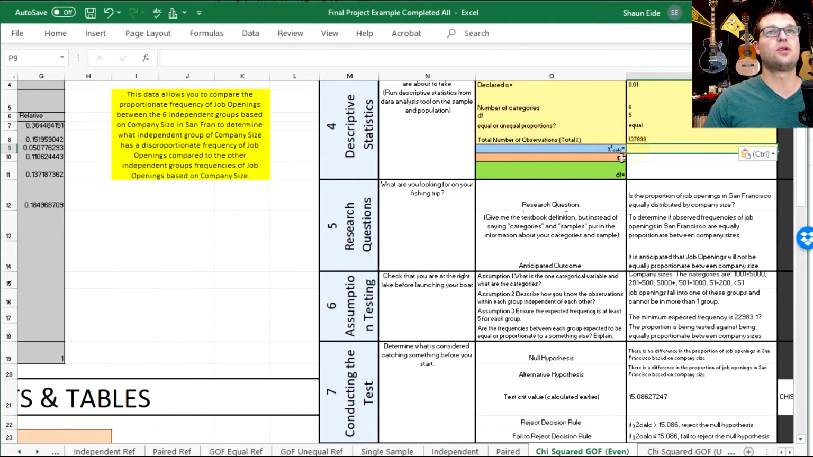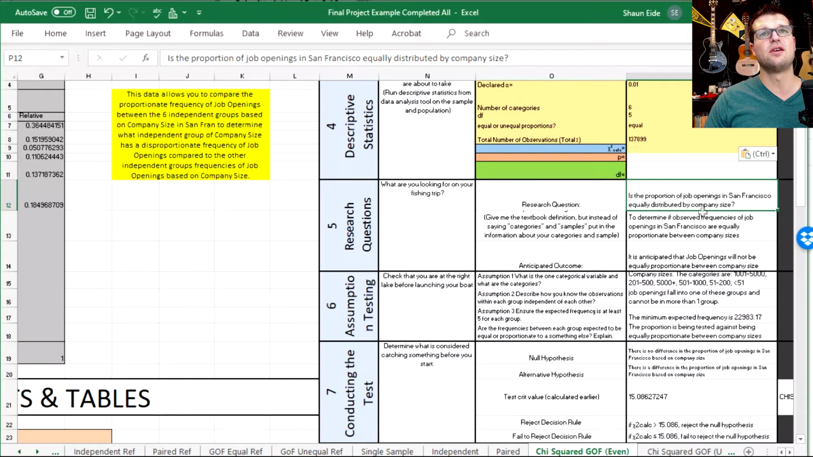And now we're going to calculate for chi-squared. But before we get into this, we'll get into this in just a minute. Let's go through these and answer this information to make sure that we're all on the same page and that we're doing things correctly. So first of all, the research question, like I said, is the proportion of job openings in San Francisco equally distributed by company size?